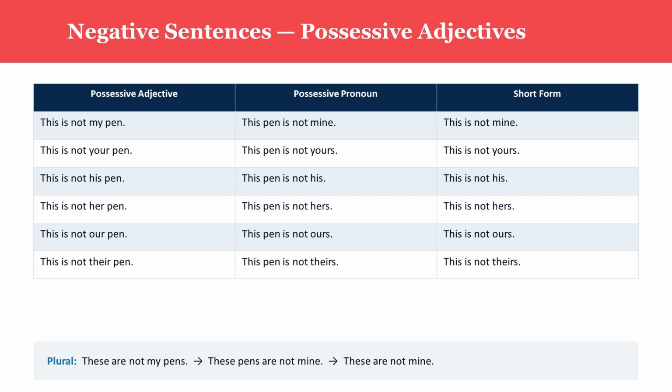This is not his pen becomes, this pen is not his, or this is not his. This is not her pen becomes, this pen is not hers, or this is not hers. This is not their pen becomes, this pen is not theirs, or this is not theirs. For plurals, the pattern is the same. These are not my pens becomes these pens are not mine, or these are not mine.